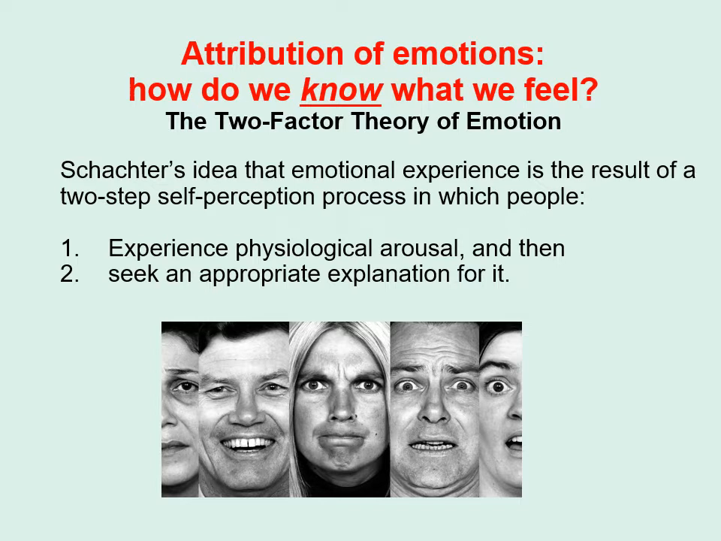There is a dominant inferential theory of emotional understanding put together by Schachter, who argued that emotional experience is fundamentally the result of a two-step self-perception, self-attributional process in which people first experience physiological arousal, which in itself is not meaningful, and then they seek an appropriate cognitive explanation for the arousal that they experience.